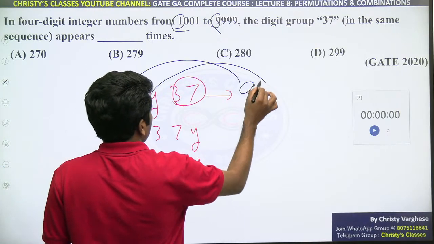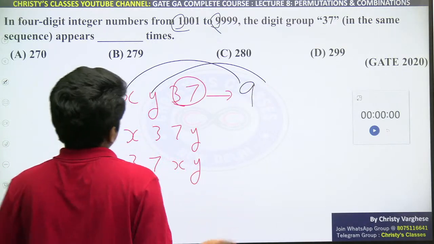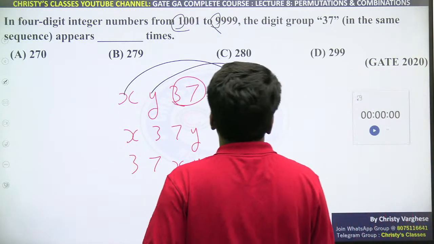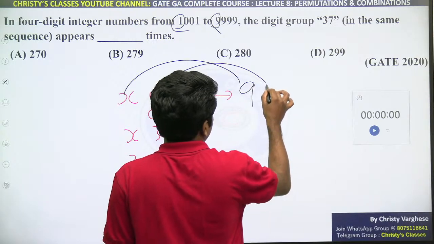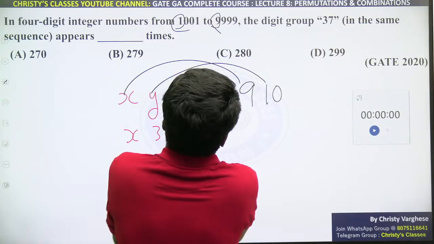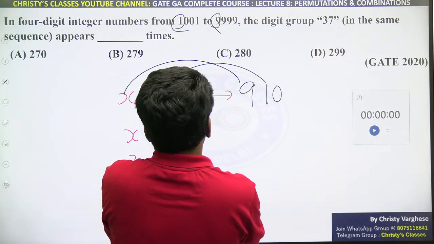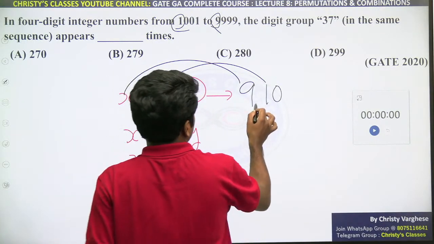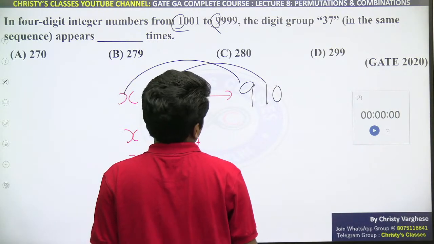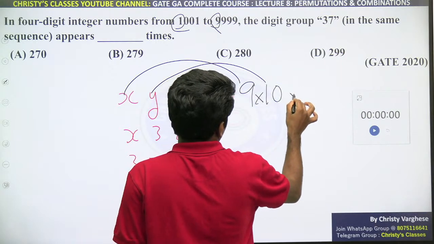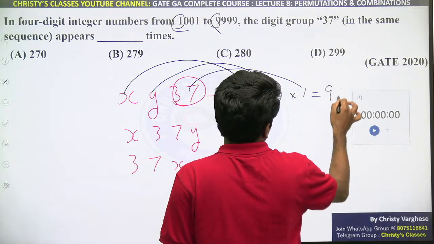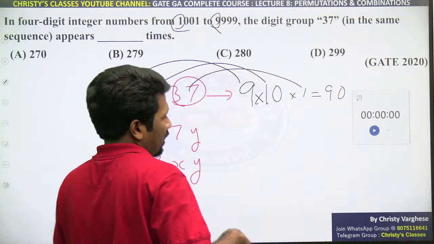And for y, you can repeat the digit as the question does not mention that you cannot repeat. So not 9 possibilities, 10 possibilities. Are you understanding why 10 possibilities? Please respond. Because y can take 0 also: 0 1 2 3 4 5 6 7 8 9. So 9 into 10 into 1, the 37 can be fixed only one way. So 90 possibilities for this case. Are you understanding the 90 possibilities?